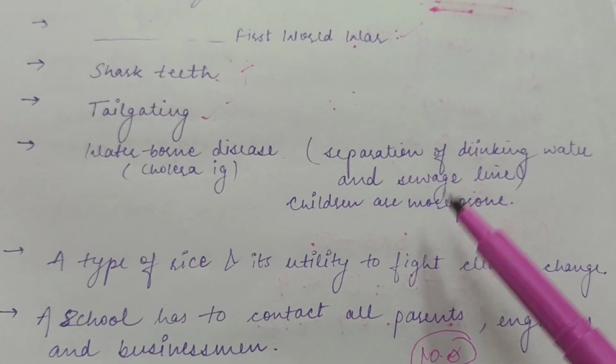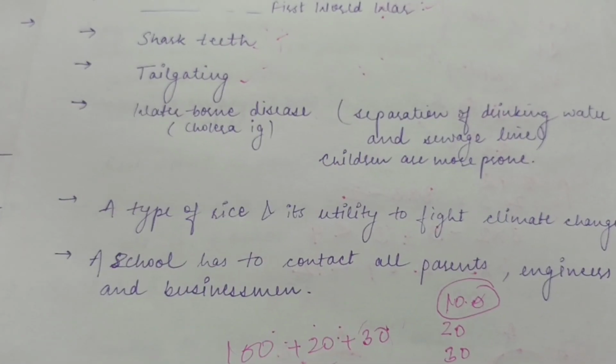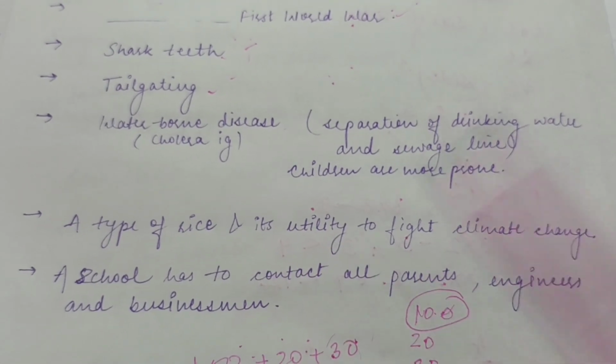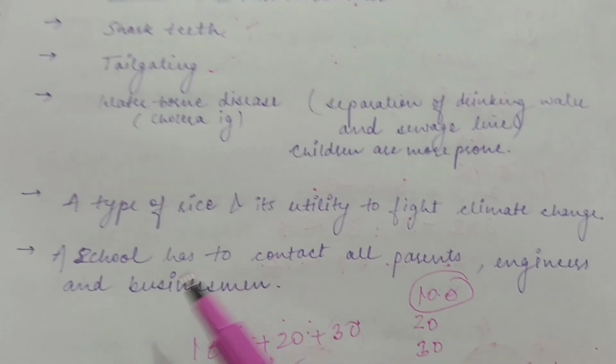I've forgotten the options. Then there was this type of rice, some G, a three lettered thing. And they asked, what is its utility to fight climate change? It was an easy question. You could have done it easily.